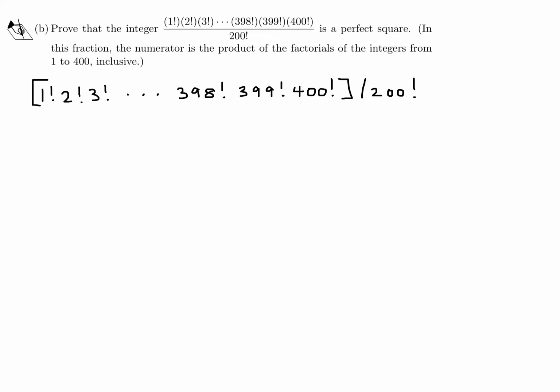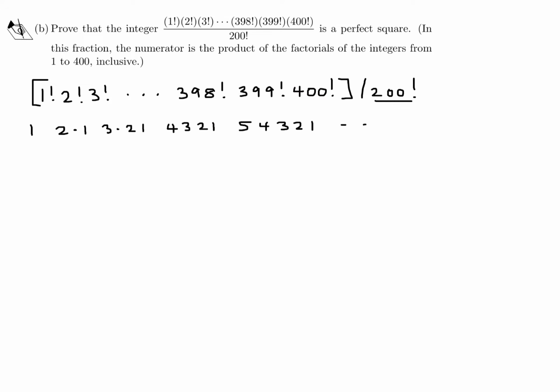Now, I'm just going to write out the first few. This is 1, this is 2 times 1, this is 3 times 2 times 1. The next one will be 4 times 3 times 2 times 1, 5, 4, 3, 2, 1, right? 5 factorial, and then dot, dot, dot. And then eventually you get to 400 factorial, which is, of course, 400 times 399.